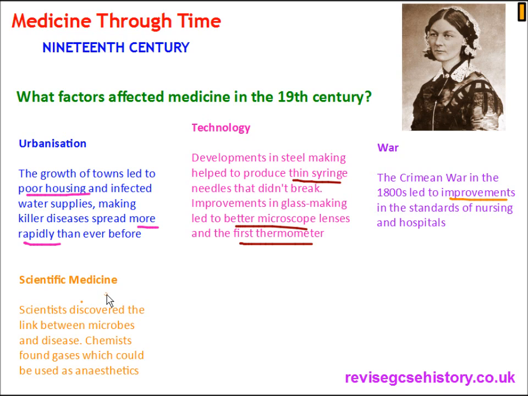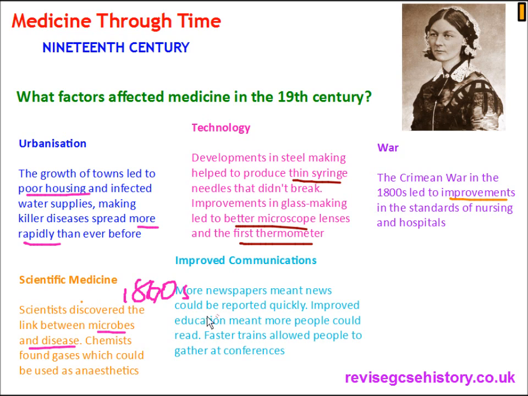Another factor that affected the development of medicine in the 19th century is scientific medicine. Scientists discovered the link between microbes and disease. This was later on, around the 1860s. And chemists found gases which could be used as anaesthetics. Looking at these two more in a later video. More newspapers meant that news could be reported quickly. Improvements in education meant more could read. Faster trains allowed people to gather at conferences. So there's an improvement in communications, meaning that medical ideas can be spread more easily and debated widely.